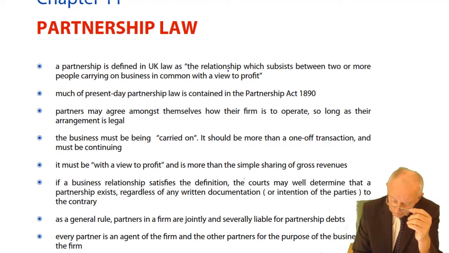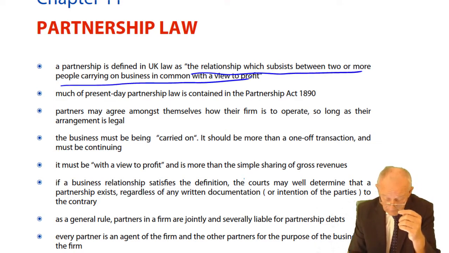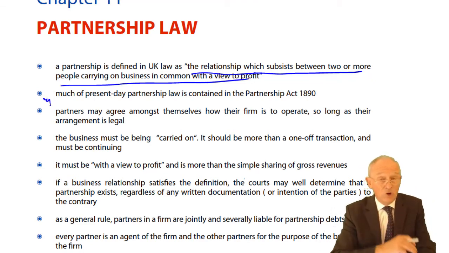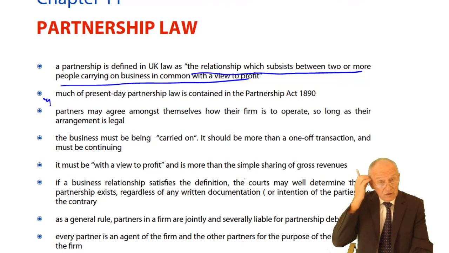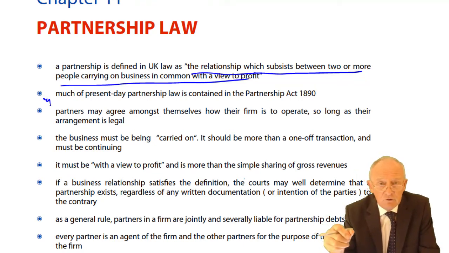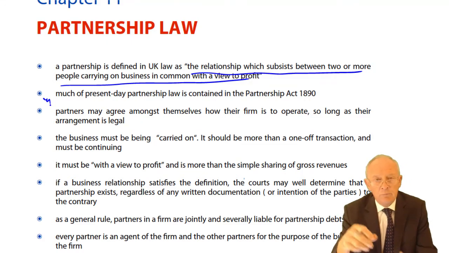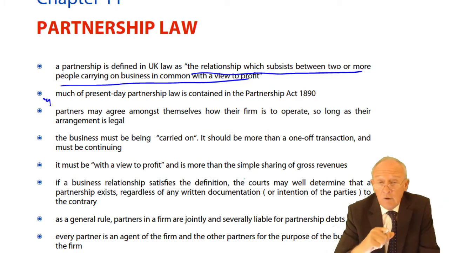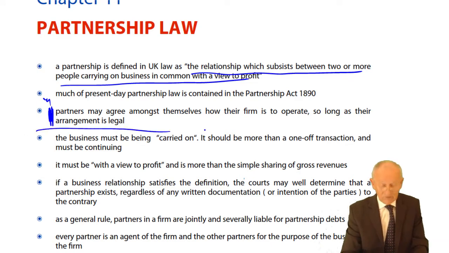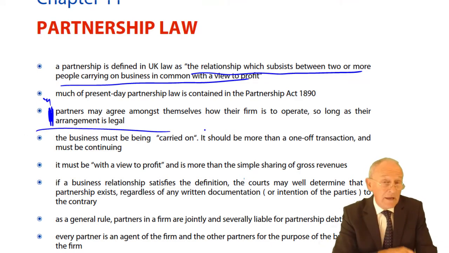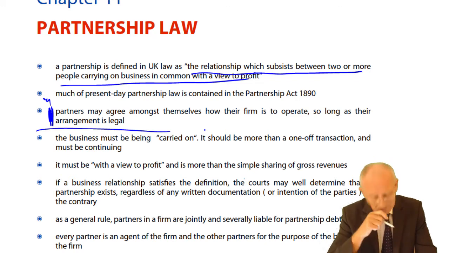So it's defined as the relationship which subsists between two or more people carrying on business in common with a view to profit. Much of present-day law is based on the Partnership Act 1890, 120 plus years ago. The Victorian legislature decided that we needed a piece of statute covering the concept of a business organisation where two or more people carry on business in common with a view to profit, and it was covered by the Partnership Act of 1890. But this is important, and I shall say this on more than one occasion: partners may agree to do anything they want, so long as it's legal.